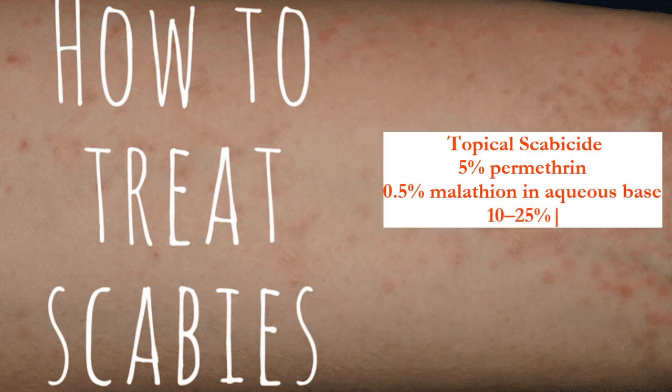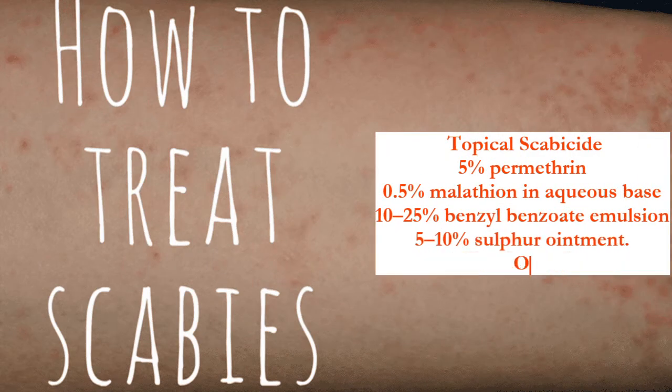How do we treat scabies? The most common methods of treating scabies are topical scabicides. This includes 5% permethrin. It may include 0.5% malathion in an aqueous base. It may include 10 to 25% benzyl benzoate emulsion. It may include a 5 to 10% sulfur ointment. And in many countries, oral ivermectin is an approved treatment, and it has been proven to be very effective.